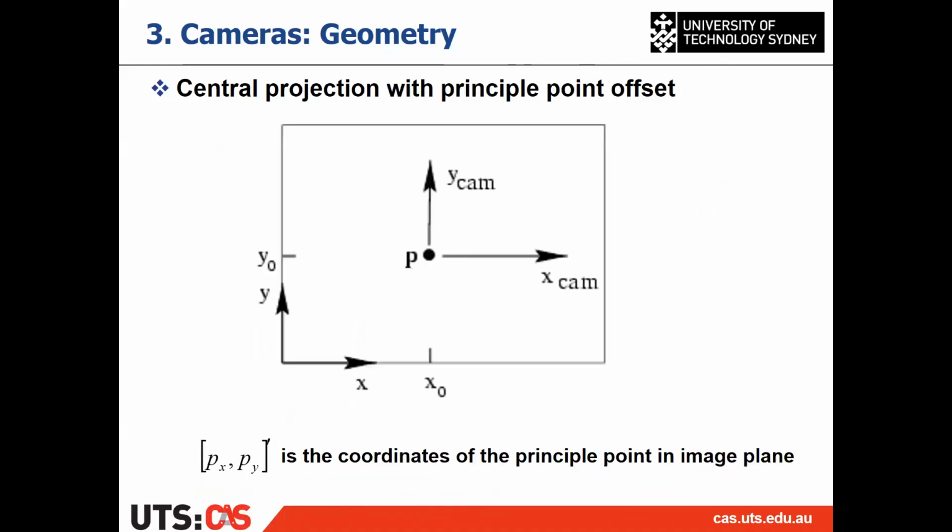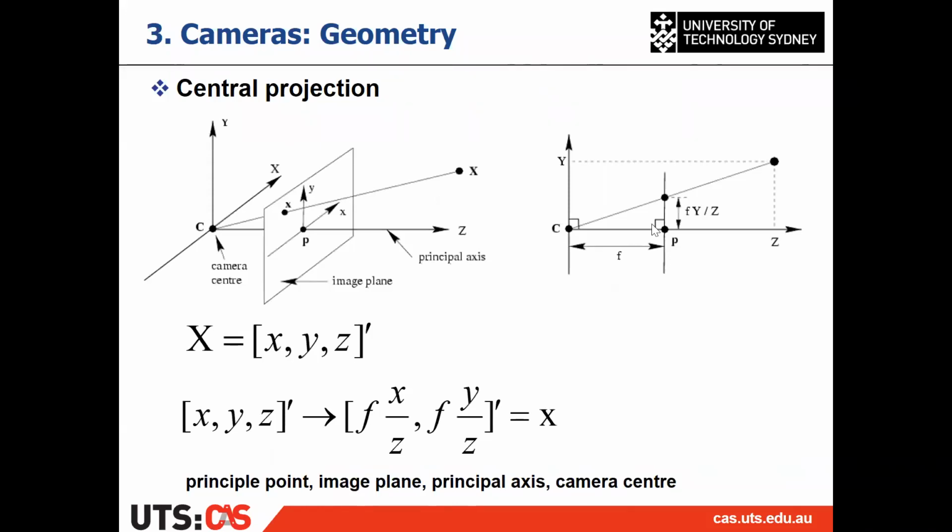Then we introduce the central projection with the principal point offset. Why we are doing that is, if you remember, the coordinate we calculated here is with the origin of the principal point. So here we calculate this distance. And after we calculate the small x and y of the location of that 2D point, the origin is here. Here is P, and P is the principal point.